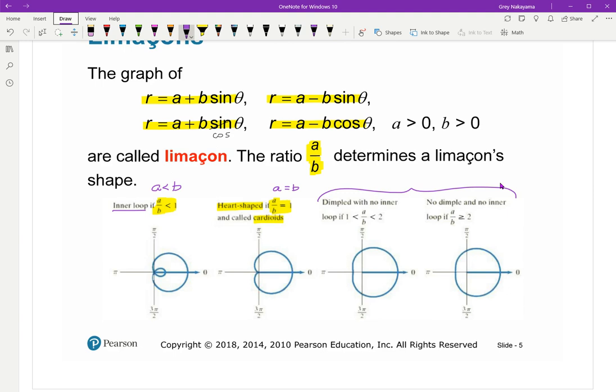But more importantly, there is no inner loop, and that is if a is greater than b. So you're paying attention to these numbers in front. It has nothing to do with the sign, just the number by itself and the coefficient in front. And again, y'all, the sine or the cosine is going to tell us where the fat part of the graph is. And I'm going to talk you through that when we do some problems.